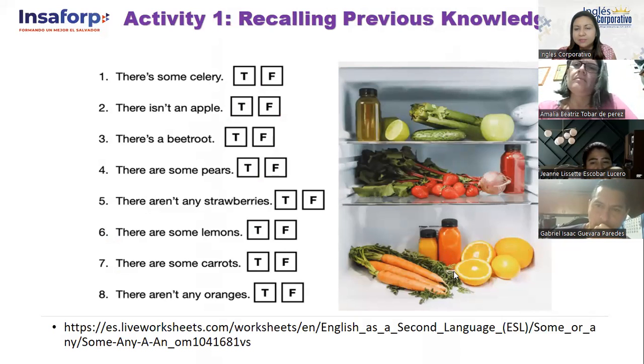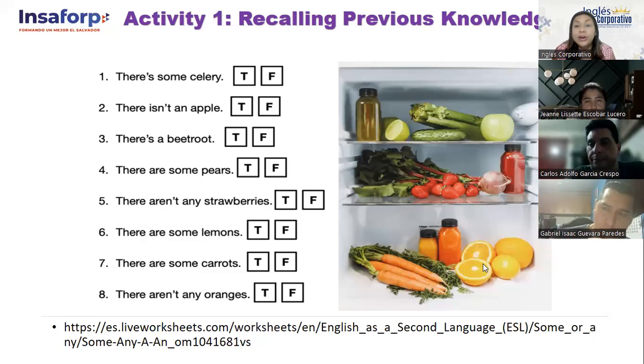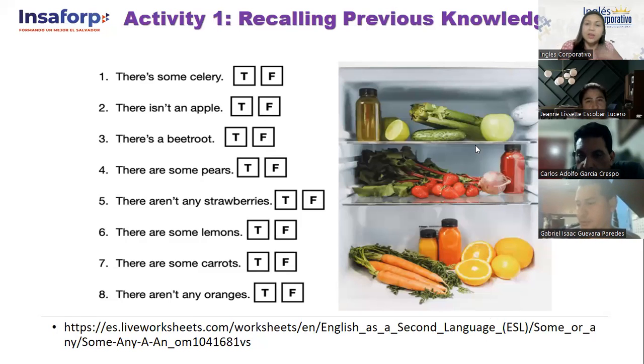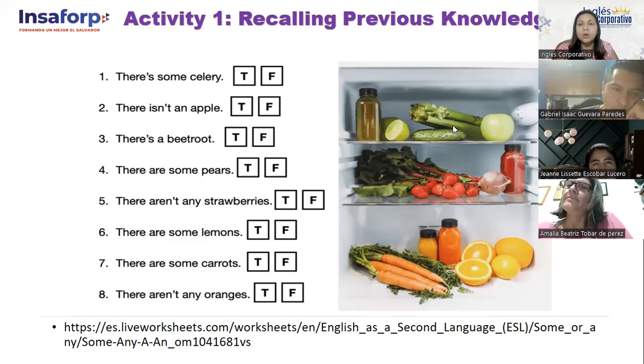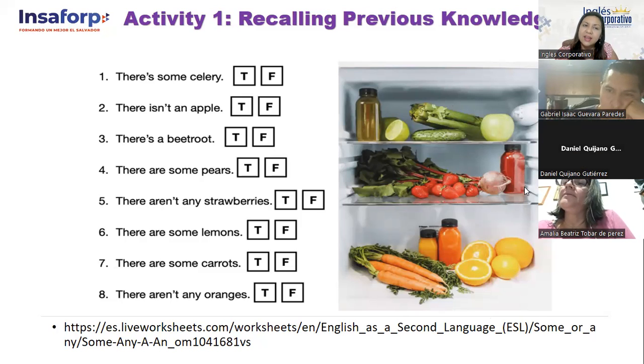What food can you see? Oranges. Strawberries. Carrots. Apples. Celery. Lemon. Cucumber, yes. And this is? Onions. An apple, yes. And juice.